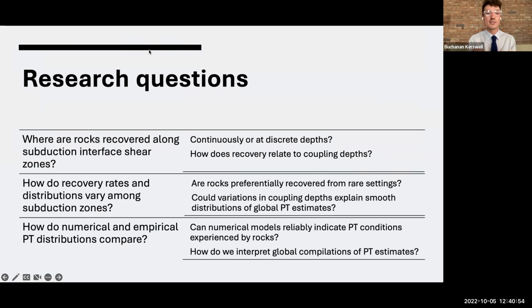And could variations in coupling depth maybe explain the smooth distribution of PT estimates? And lastly, how do numerical and empirical PT distributions compare? Can numerical models reliably indicate PT conditions experienced by rocks? And how do we interpret global compilations of PT estimates, the empirical compilations?